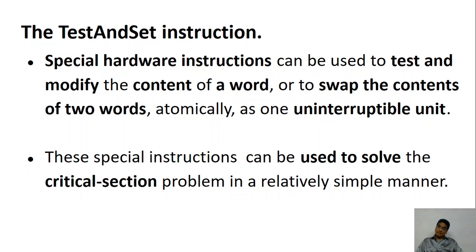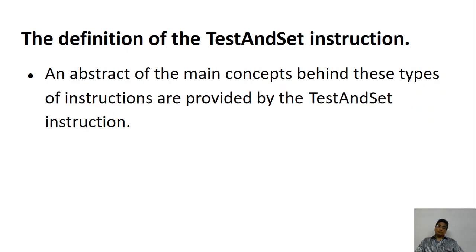So what you are doing, you are testing it and setting it. Two instructions are done. However, these instructions are carried out uninterruptibly. What is the meaning of that? They are performed atomically. So testing and setting is done as a single unit. When the hardware is doing test and set, no other process can disturb it. So it will test and set the value in one shot. Others will not be allowed to touch that. So this can be used to solve the critical section problem.